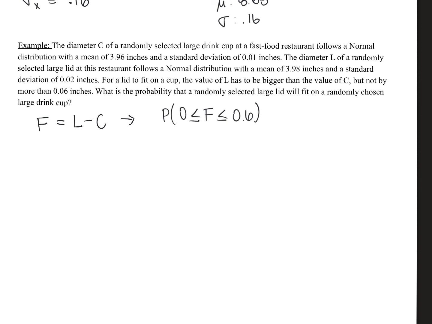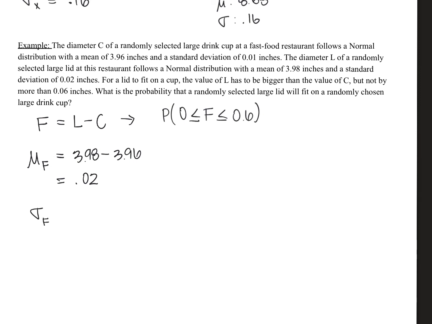Okay? So what we need to do is we need to find our mean of F and our standard deviation. So our mean is we're going to take the means of our two values and subtract them. So we're going to take 3.98 minus 3.96. So we have a new mean of 0.02 inches.